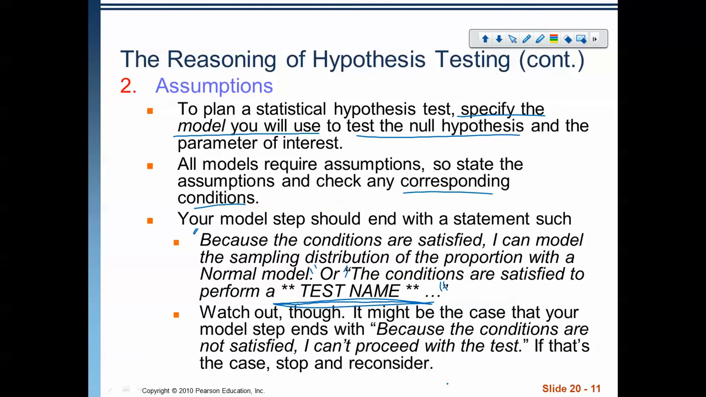You do need to be careful, though, again, sometimes on the AP Stats test, and whenever you're doing research, it might be the case that you end the whole process here because you might have to say, because the conditions are not satisfied, I cannot proceed with the test. And if that's the case, you need to stop, reconsider your research, try to get a larger sample size, try to randomize it, do whatever you can, okay?